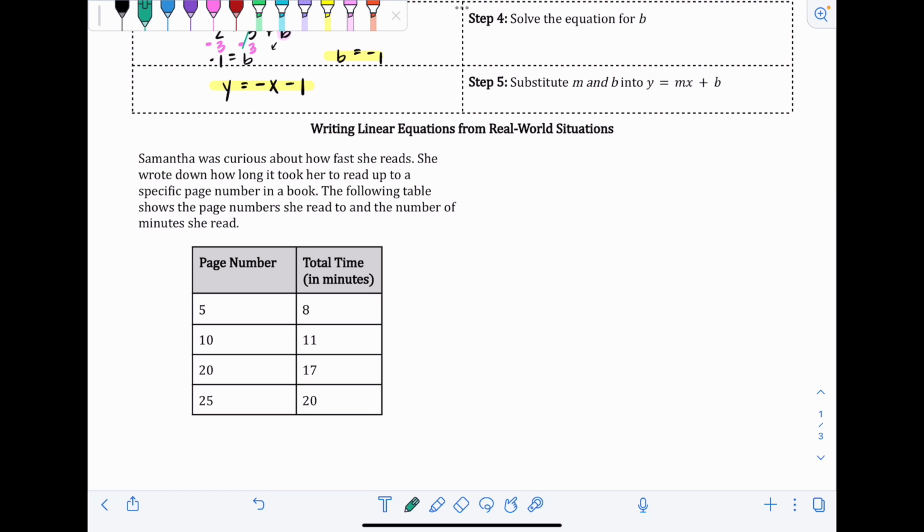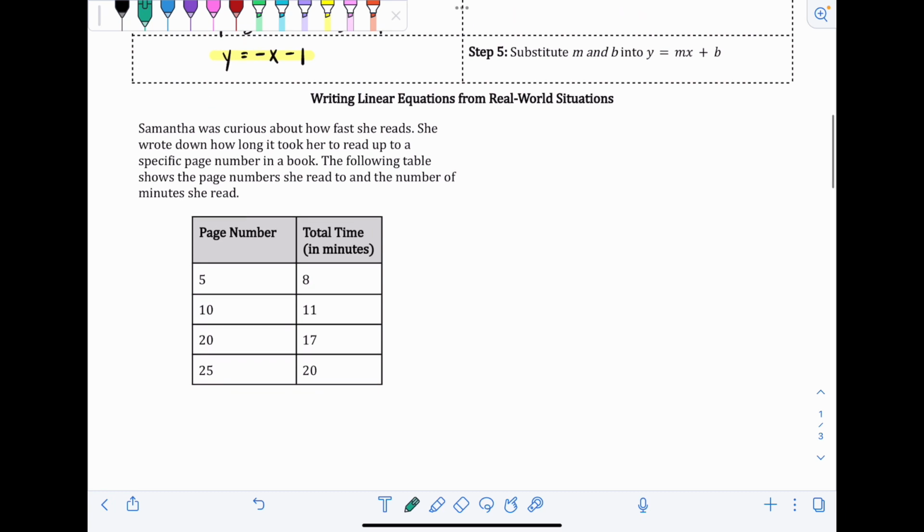Next section, writing linear equations from real-world situations. So Samantha was curious how fast she reads. She wrote down how long it took to read up to a specific page number in a book. The following table shows the page number she read and the number of minutes that she read. So after 8 minutes, she read 5 pages. After 11 minutes, she read 10 pages. She read 20 pages in 17 minutes, and then she read 25 pages in 20 minutes.